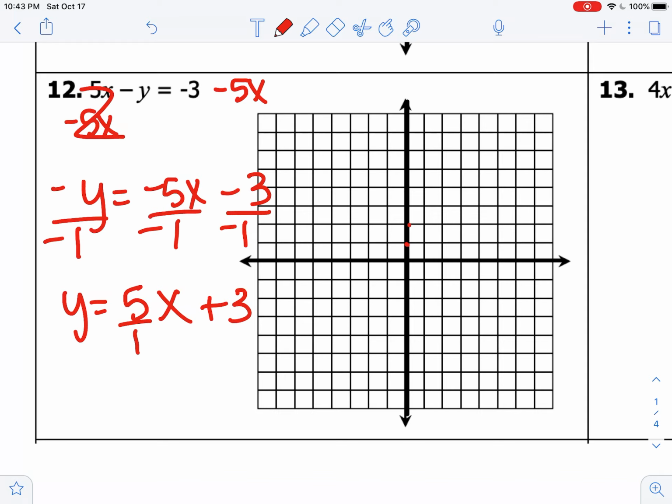So again, we have our y-intercept, which is 3, 1, 2, 3. Here it is. There's that pretty point. And then we take it up 5 over 1. 1, 2, 3, 4, 5 over 1. We can't go up any further, so let's go the opposite. Down 1, 2, 3, 4, 5 over 1. So then we can create this line over here.